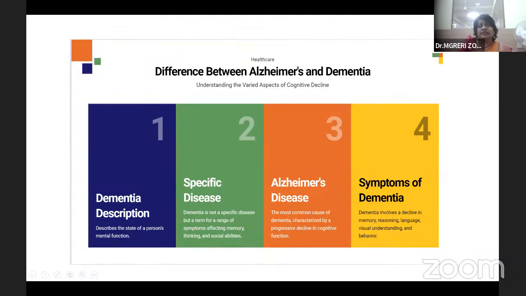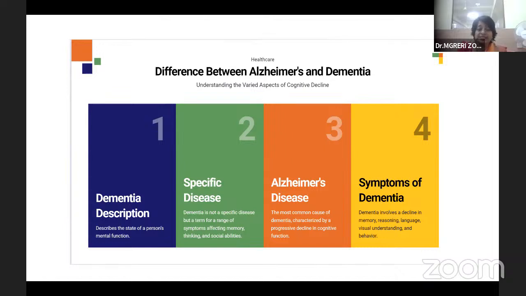I would like to clearly mention the difference between dementia and Alzheimer's. If a person has dementia, it doesn't mean that he will have Alzheimer's. Even nowadays, young people also have mild dementia. They also forget a lot of things. So what does dementia actually describe?